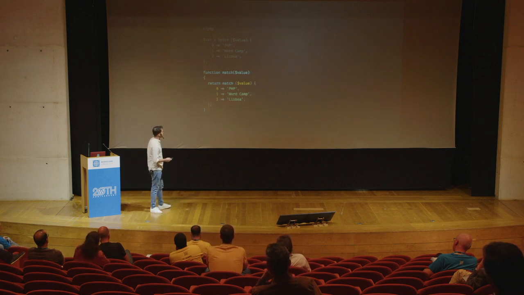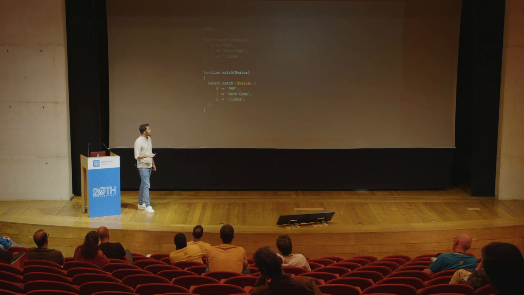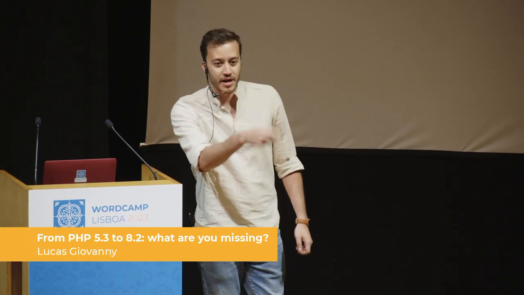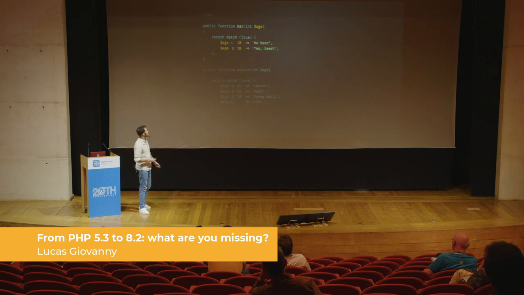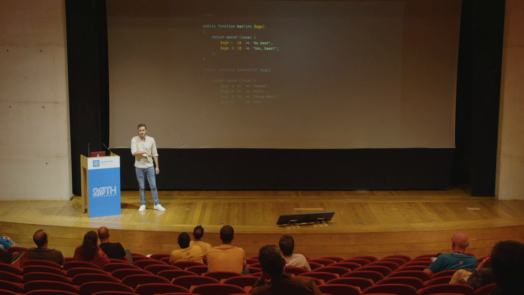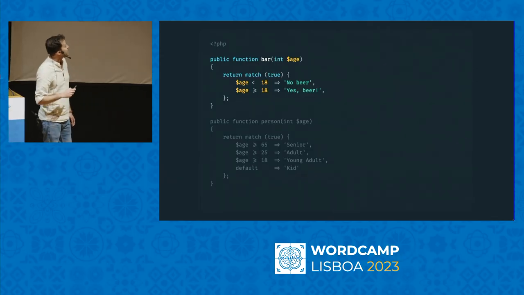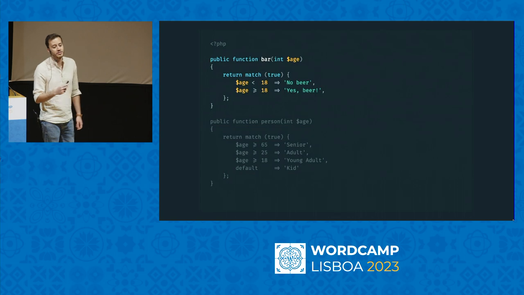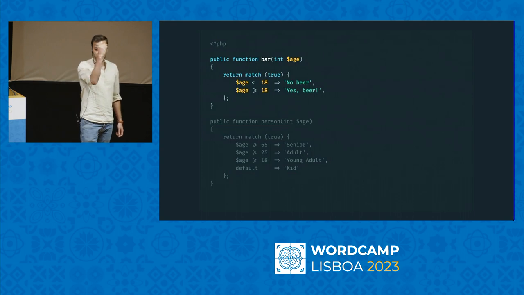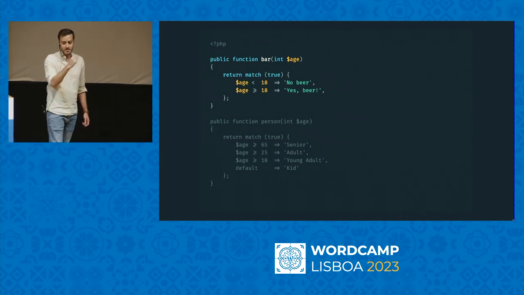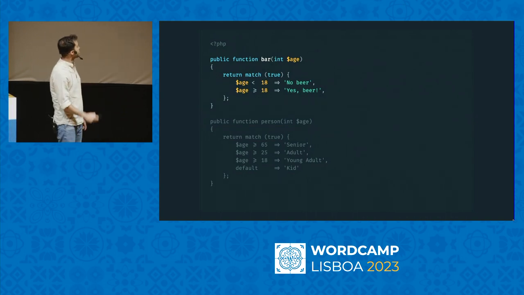Since match is an expression and you have a condition on the left and the return on the right, you can also do any type of conditions on the left part and any type of returns on the right side. What I mean by that is, imagine that I have this function, bar, for example, that accepts an integer age and wants to verify if the person is under 18 or over 18. I can return a match expression directly, and see that I have the condition already here on the left. I don't need to do any if or anything like that. I can just do the condition directly here on the left. So PHP is going to try to match all the conditions. The first one that accepts is going to be returned from this function, right?